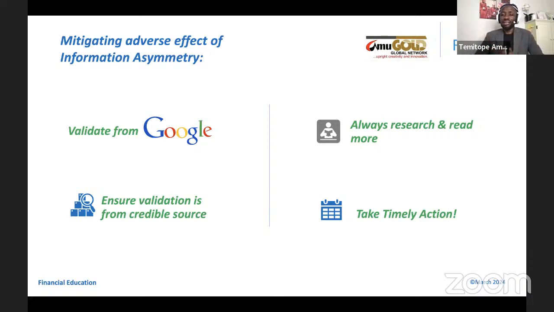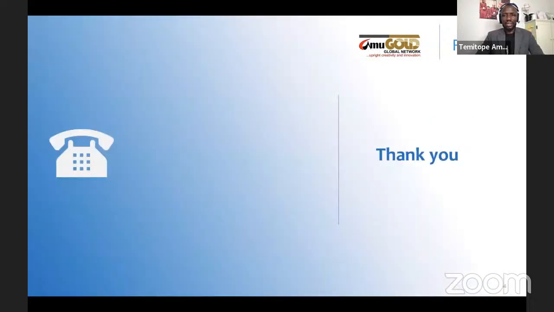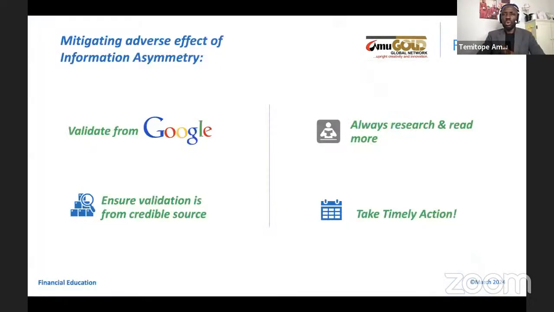Then the last thing is take timely action. Like I said, most of this information is time-bound, and when you see it and say, oh, I will apply tomorrow, you may forget, and 3, 4, 5 days later you say, oh, well, let me finish this application, and you end up seeing that it has actually closed. So these are things I quickly want to let us know about information asymmetry.